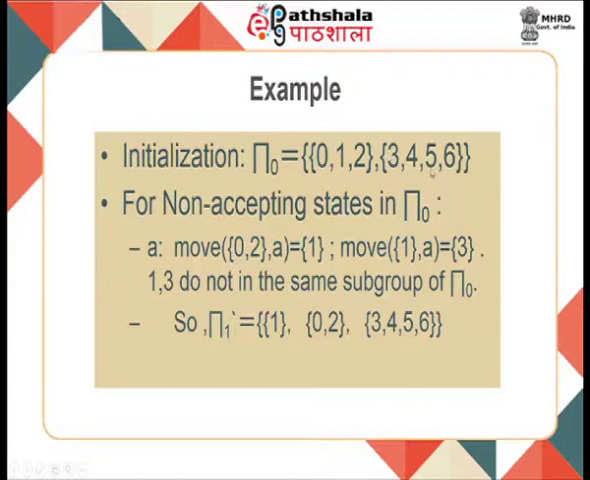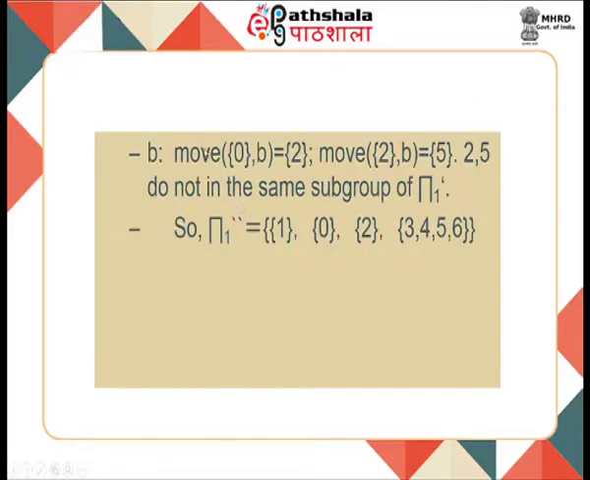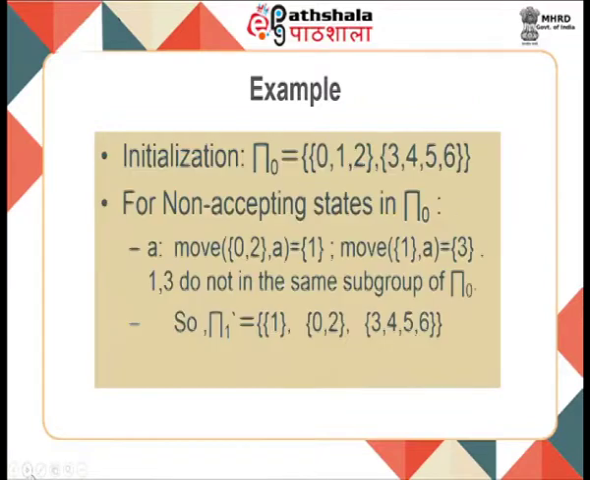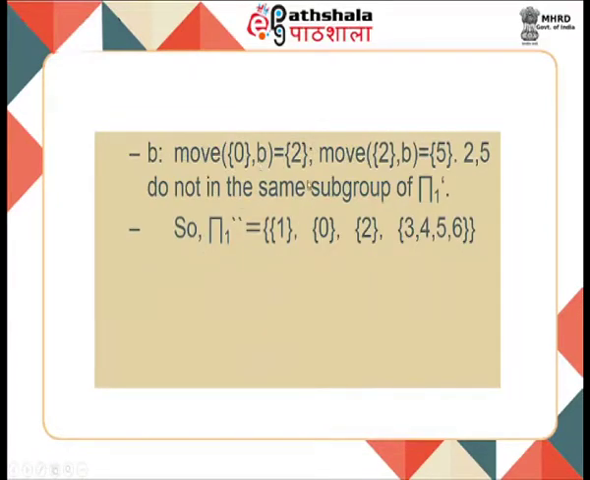Now, 3, 4, 5, 6 I am not touching now, because they are our accepting states. Again, we already know 0 on B goes to 2, whereas 2 on B goes to 5. So, 0 and 2 also should not be in the same group. That is going to be our next split. So, I am going to break this into 1, 0, 2 separately. This is your first split. I have jotted down how the non-accepting states should be split, so I cannot group the non-accepting states at all in this particular scenario.